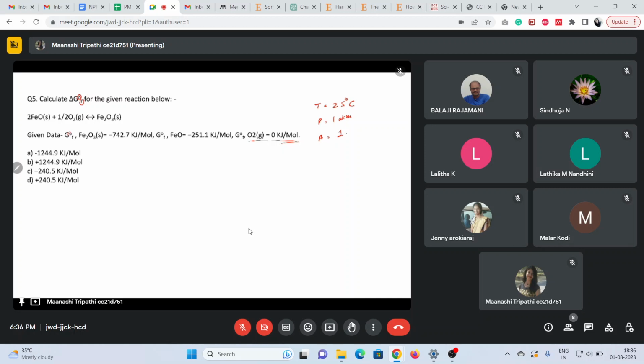So what is the Gibbs free energy of product? It is minus 742.7 kilojoule per mole. Now minus Gibbs free energy of reactant, which is FeO and O2. So FeO, what is it? Minus 251.1, and for oxygen it's an element, so it's 0. Now we are seeing there are 2 moles of FeO, so this is multiplied by 2, and this is what we got. So it is in minus.